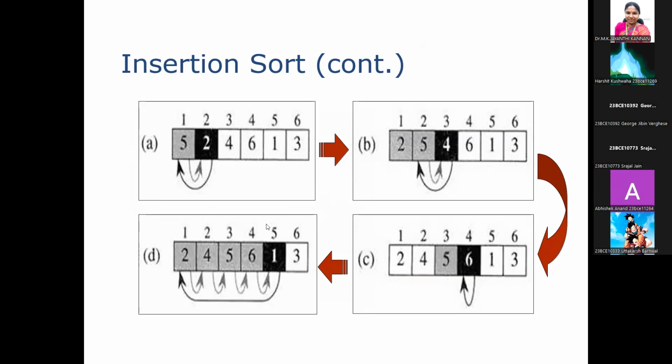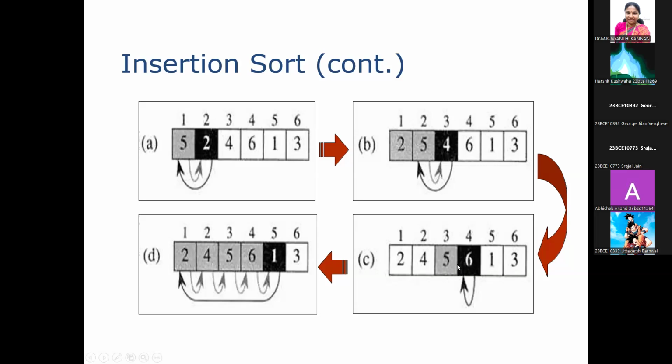The first 2 numbers are compared. Here 2 is small, 5 is greater. We need to swap. This will be swapped, then it will go to 2 comma 5. Then the second number is compared with the third number. Here 4 is small, 5 is greater, so we need to swap. So 4 comes here, 5 goes there.